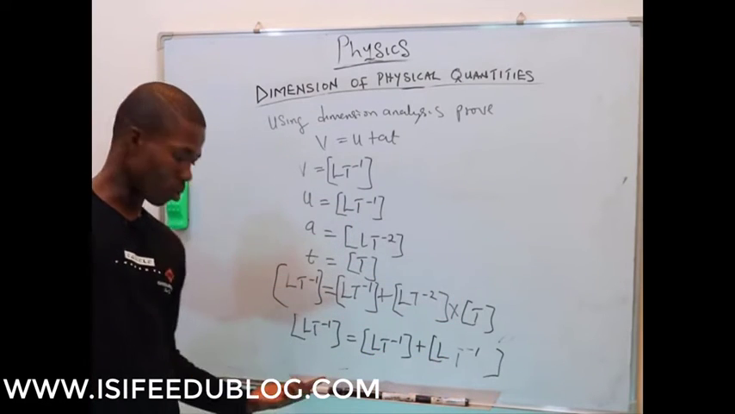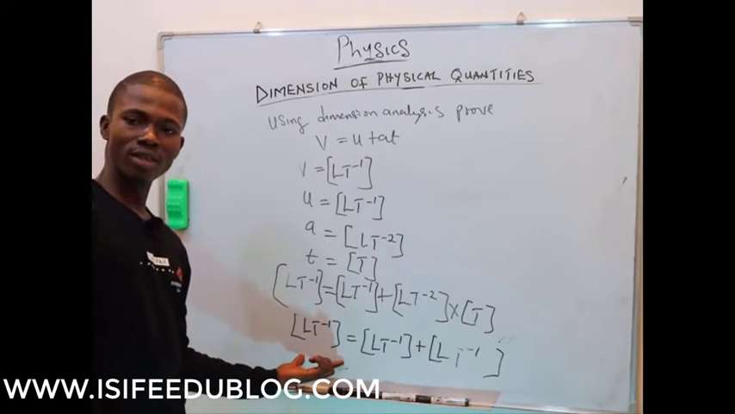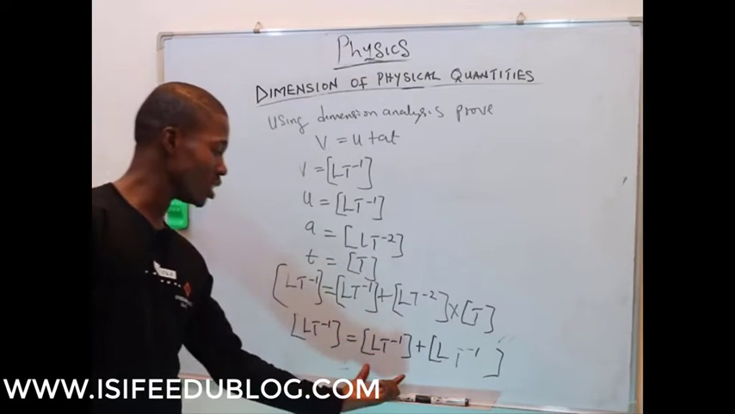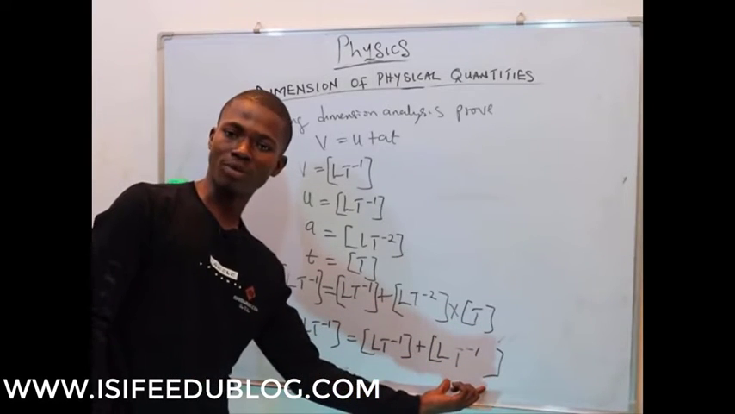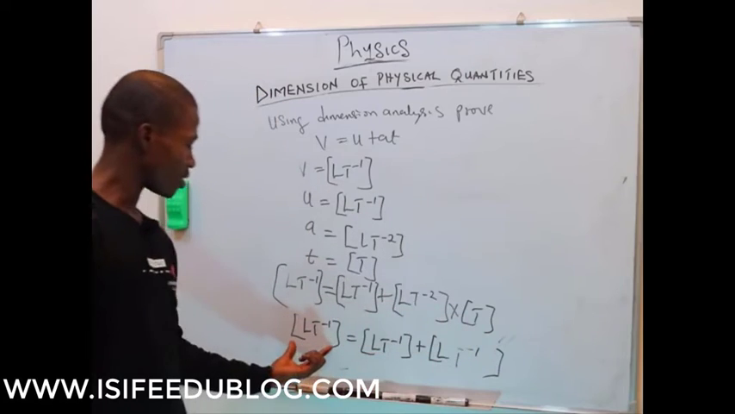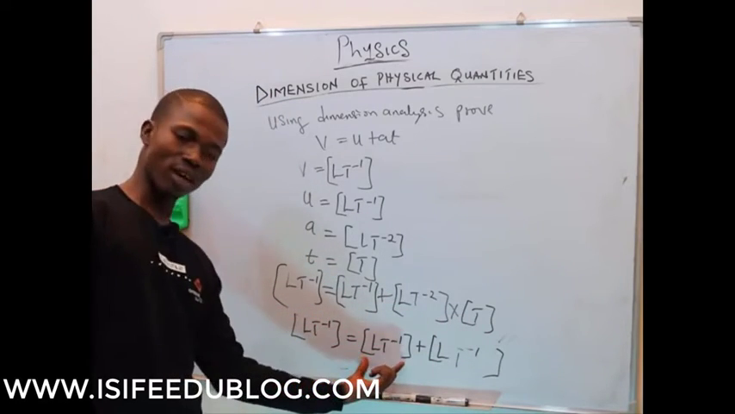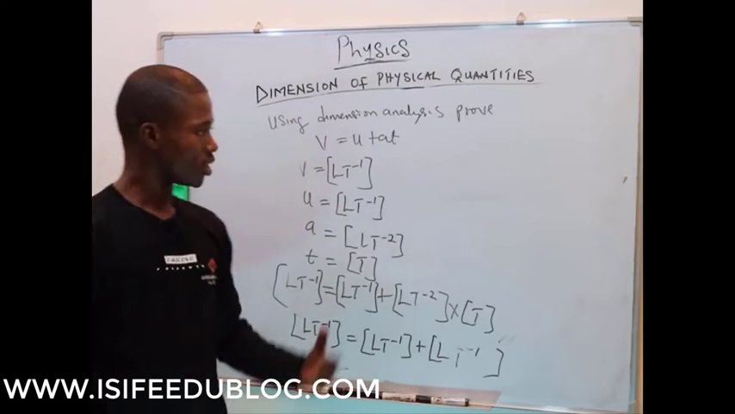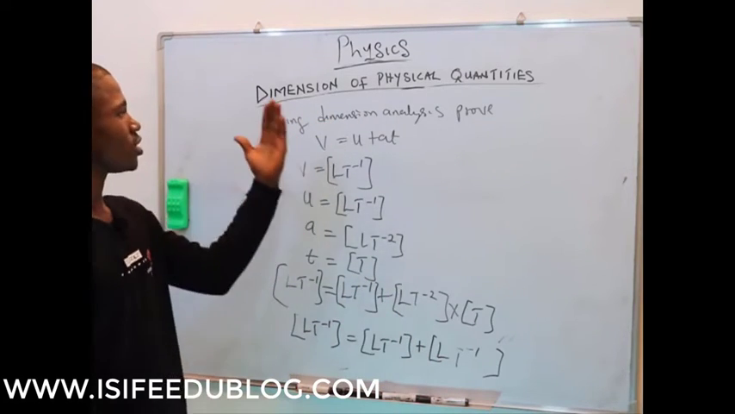And if you check this formula now, you see that the left-hand side is equal to the individual make-ups of the right-hand side. This is LT minus 1. It is equal to this and also equal to this. And the two of these are equal to themselves. This is how to prove any formula using dimension.